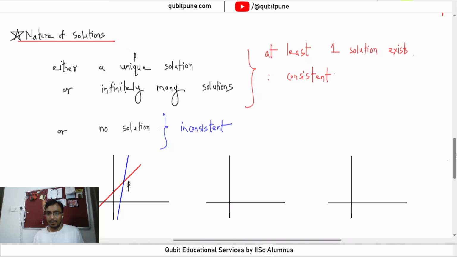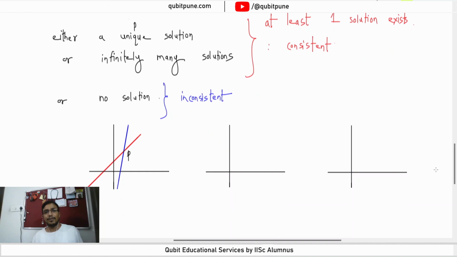Okay. So what will be the case for infinitely many solutions? They coincide? Yes, coincident lines. Coincident lines basically represent infinitely many solutions.